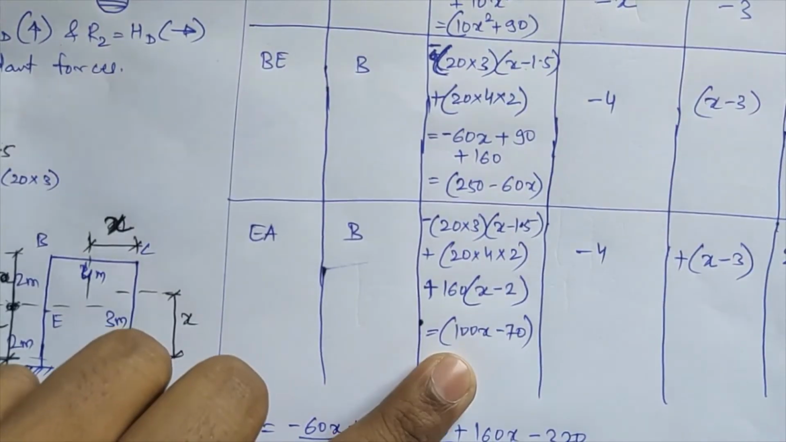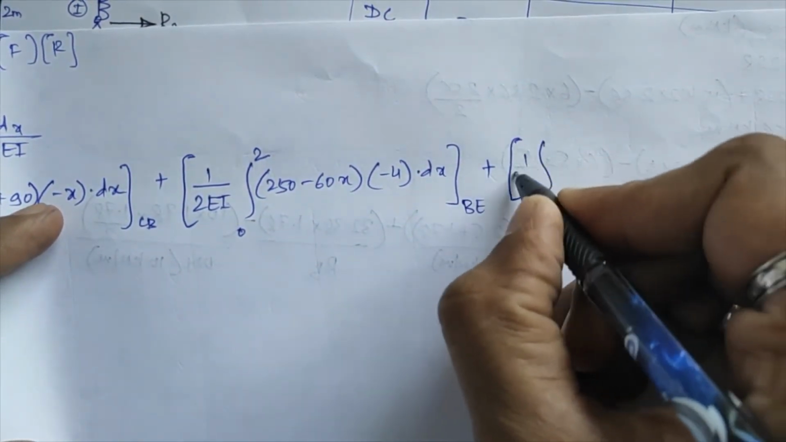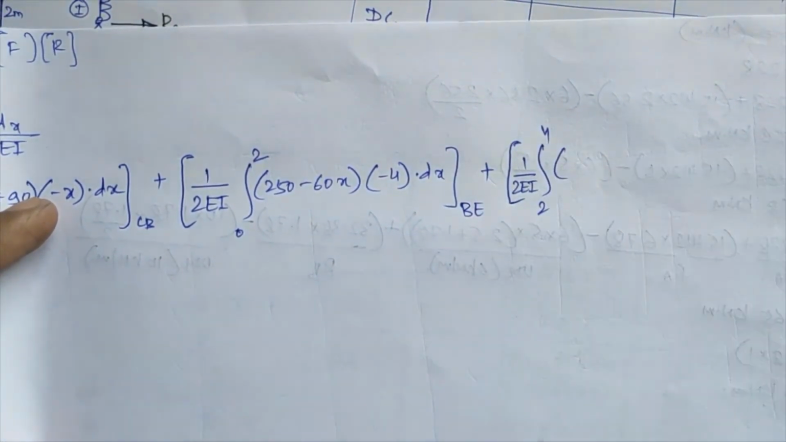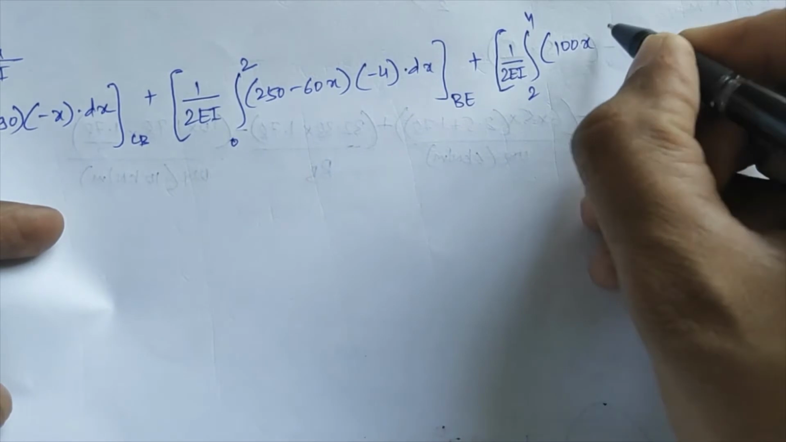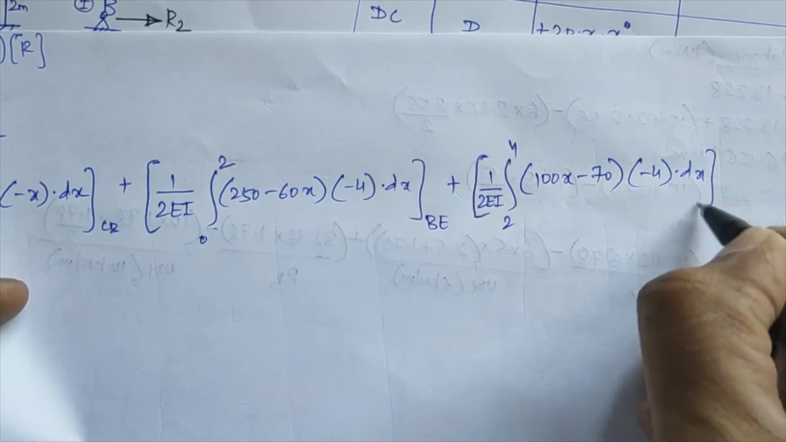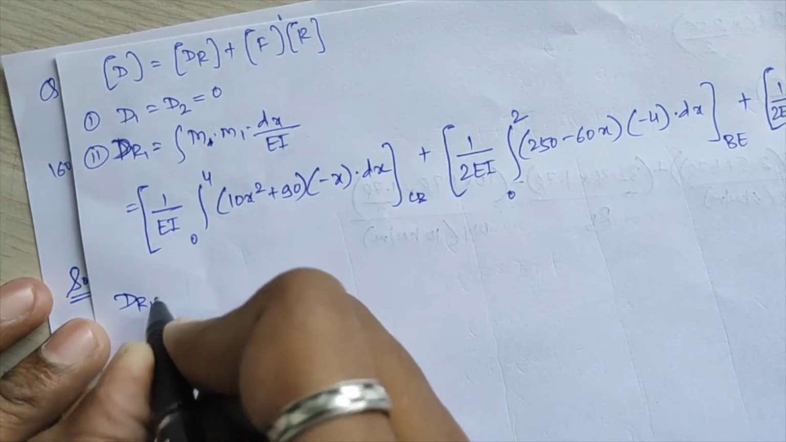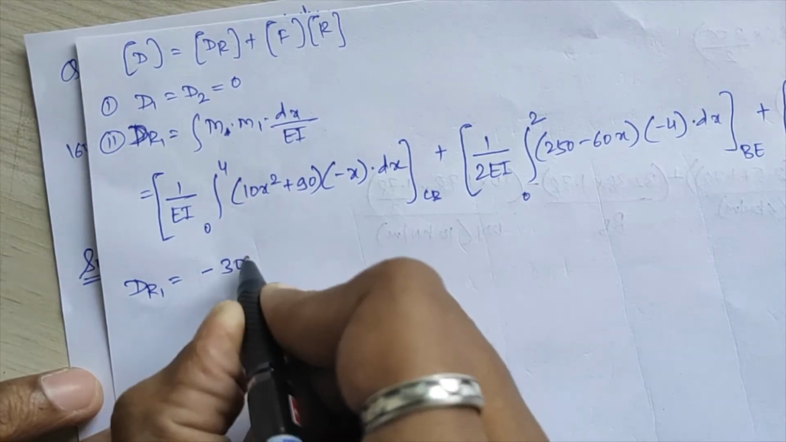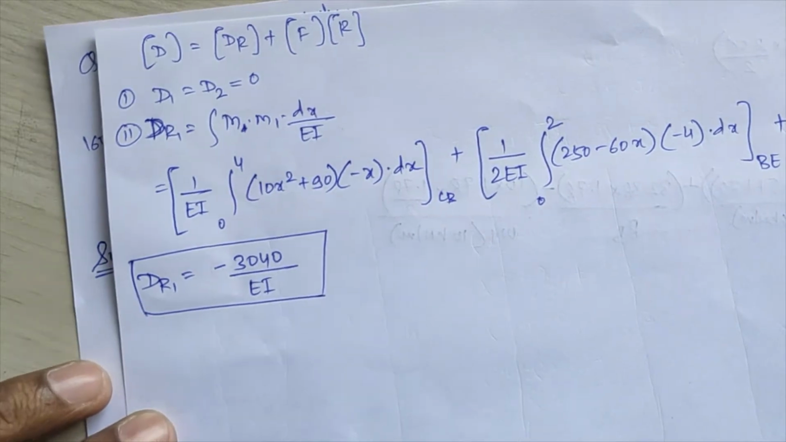Plus next we will solve for your last portion, that is EA. So EA you are having 100x minus 70 into minus 4. So 1 upon 2EI as it is, and limits of integration are from 2 to 4. Okay, that I am getting 100x minus 70 into minus 4 into dx over there. Okay, so if you solve this for the DR1 value, I have got DR1 equal to minus 3040 upon EI. You check this value, how much you are getting.